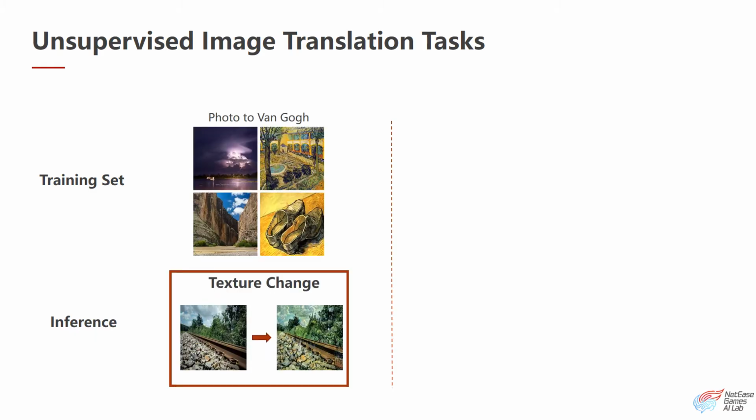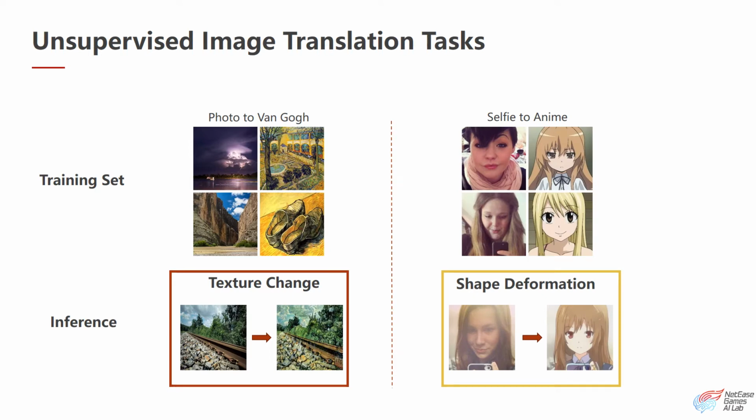For unsupervised translation, some tasks can be solved by just changing the local texture, like the photo to Van Gogh case. Some tasks also require shape deformation. If we want to translate a selfie to an anime face, the shape of the eyes and the hairstyle has to be modified. We mainly focus on the shape deformation case because this is a more challenging problem, and in practice it's also more difficult to create paired supervision data for this case.